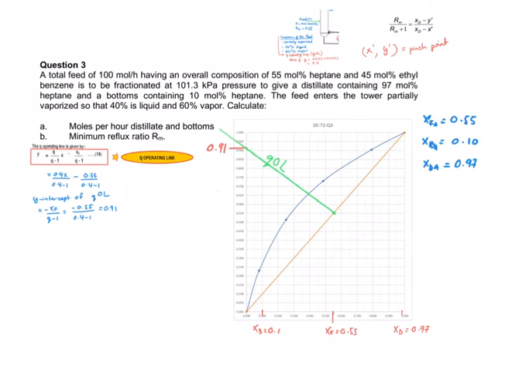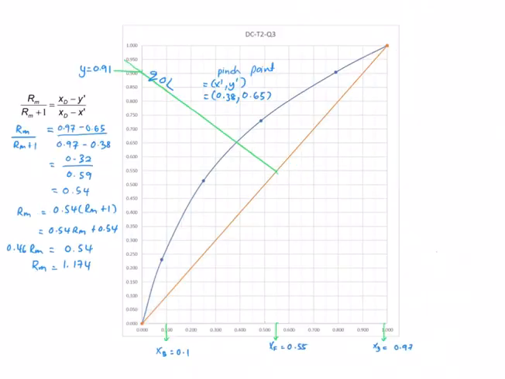From the graph, you can see that the Q operating line intercepts with the equilibrium curve. This point is called the pinch point. From the graph that you have drawn, you can get the pinch point. The value of the pinch point, you're going to substitute in this particular equation. So you get your minimum reflux ratio equal to about 1.174. This value is the one that I get from my graph. You might get a little bit different.